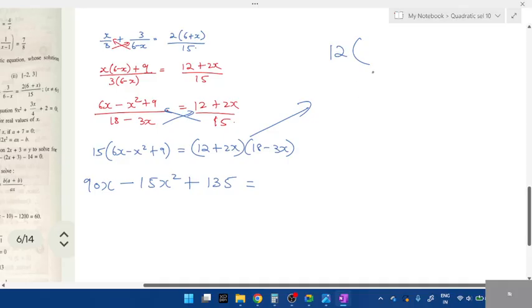Okay, if you're not able to solve it, take 12 first, 18 minus 3x. Next, take plus 2x, 18 minus 3x.